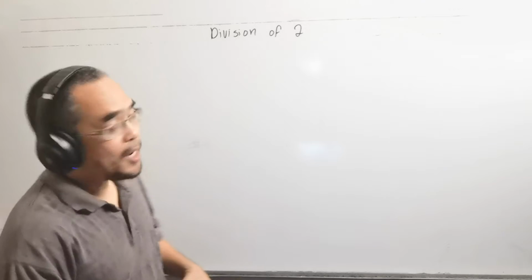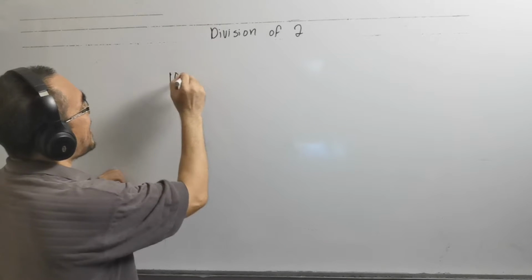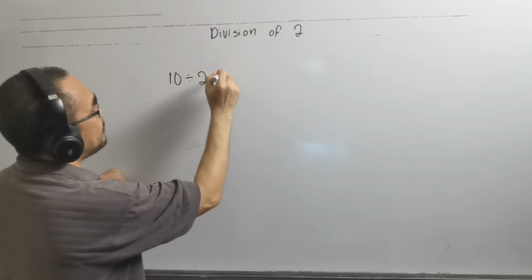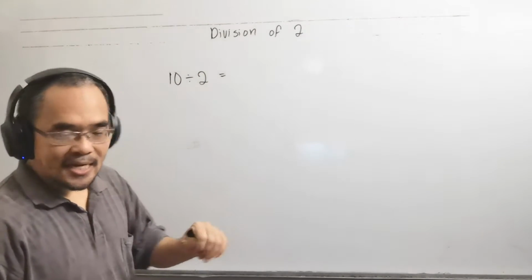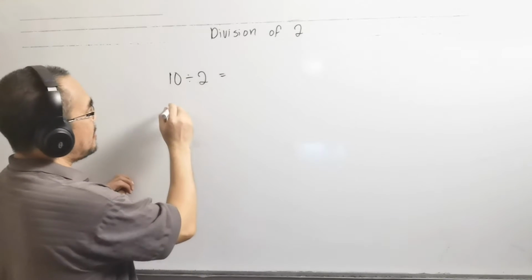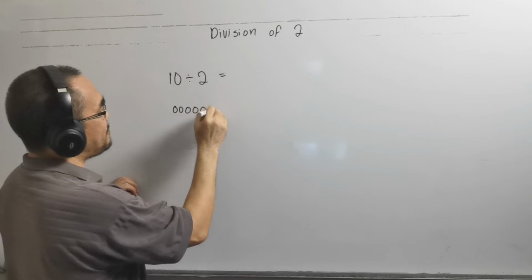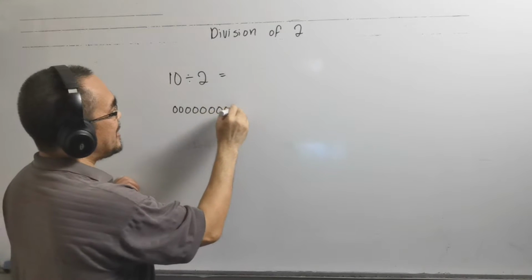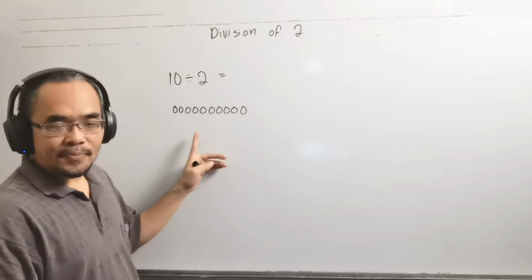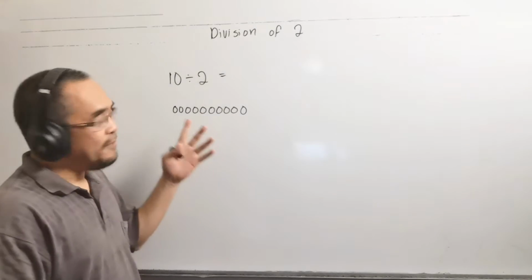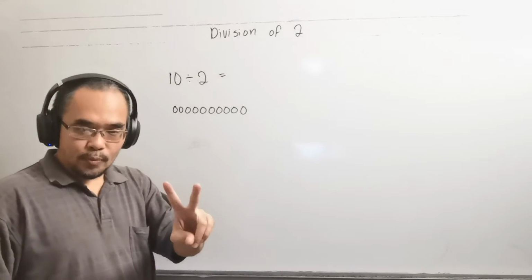Okay, right. So, for example, if I tell you what is 10 divided by 2, it means you have 10 things. You have 10. Okay. So 1, 2, 3, 4, 5, 6, 7, 8, 9, 10. So what you have to do with this 10? You want to divide them into groups of 2.